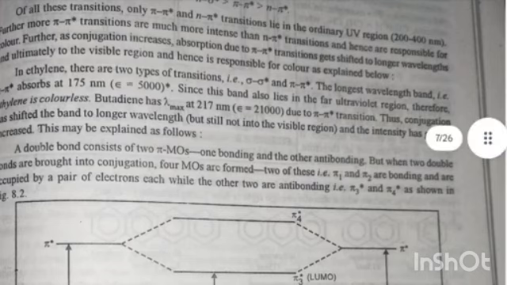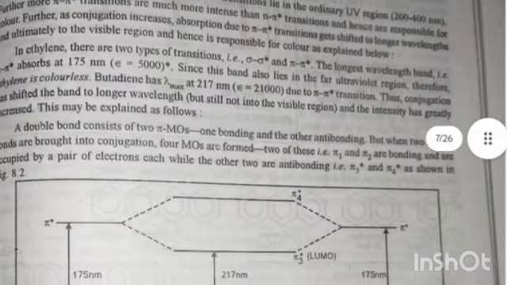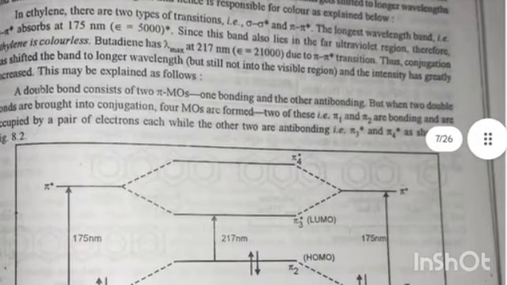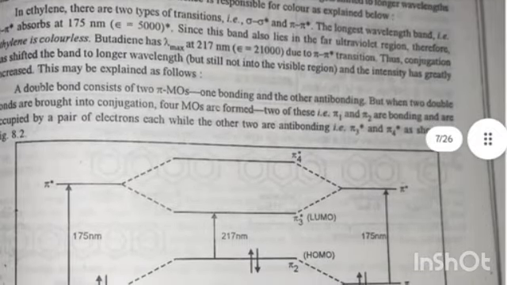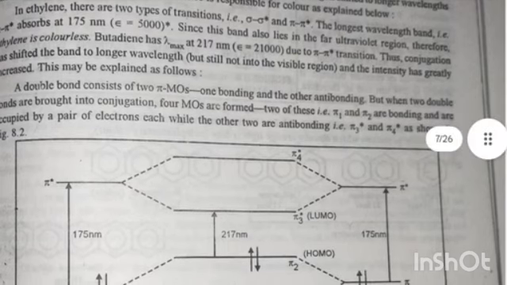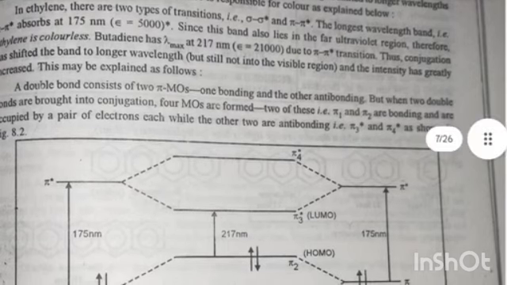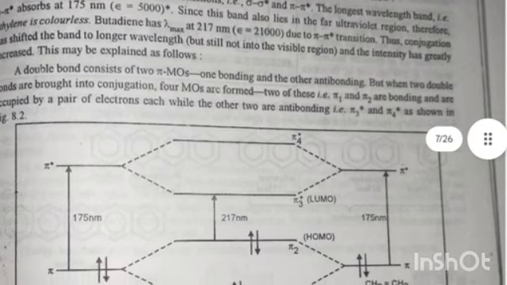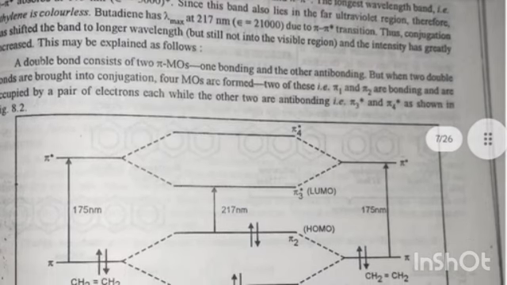In ethylene, there are two types of transitions, that is sigma to sigma star and pi to pi star. The longest wavelength band, that is pi to pi star, absorbs at 175 nanometers. Since this band also lies in the far ultraviolet region, ethylene is colorless. Butadiene has lambda max at 217 nanometers due to the pi to pi star transition. Thus conjugation has shifted the band to longer wavelength and the intensity has greatly increased.